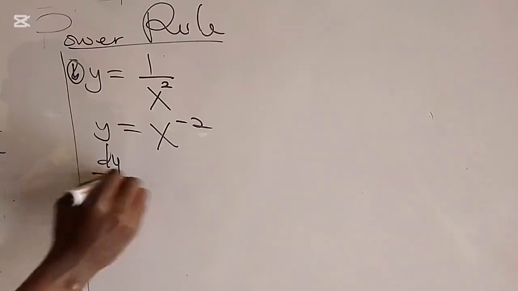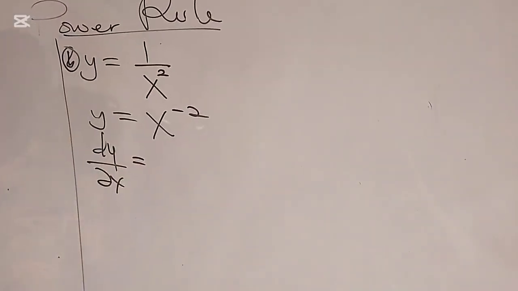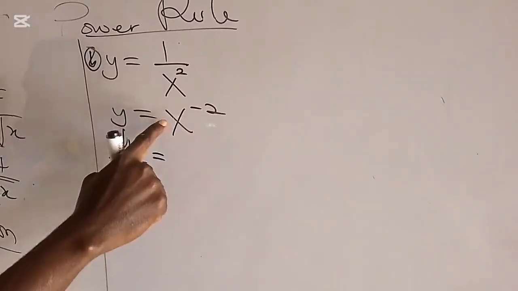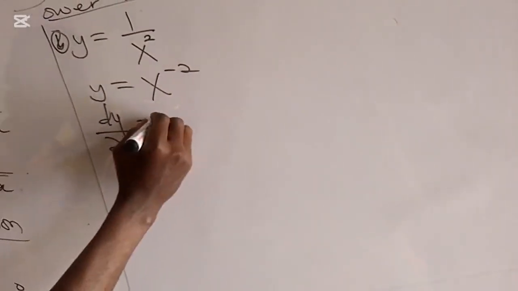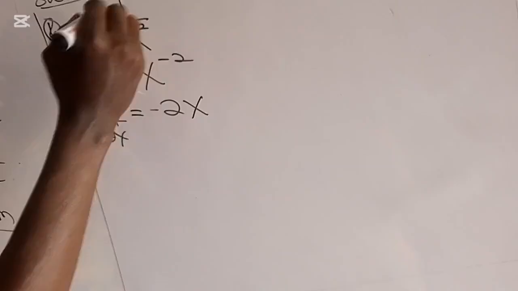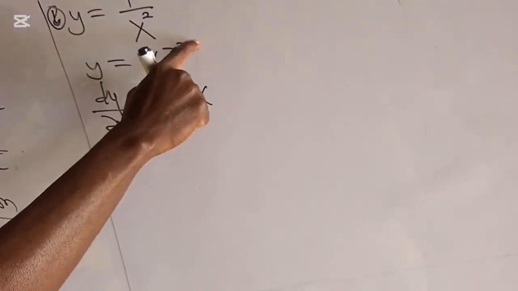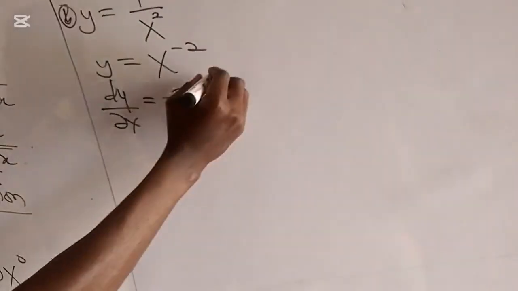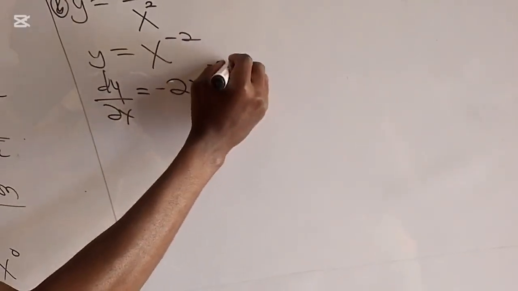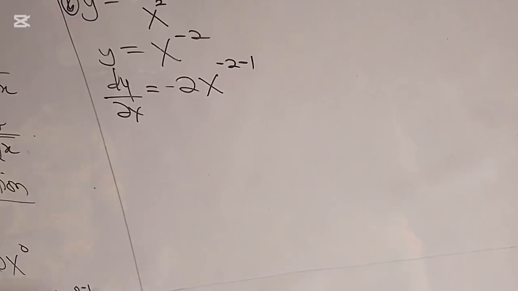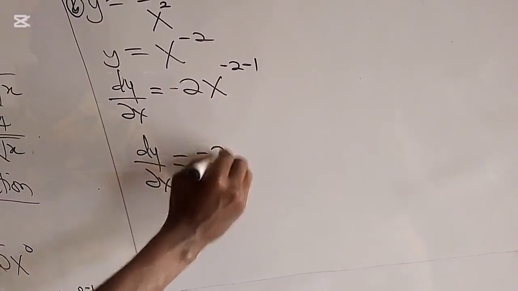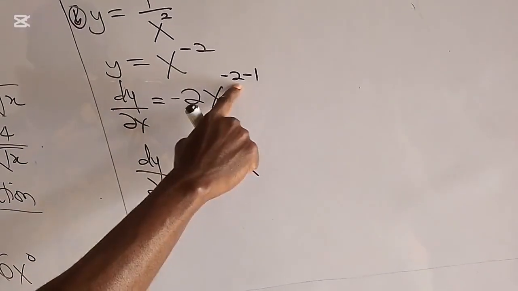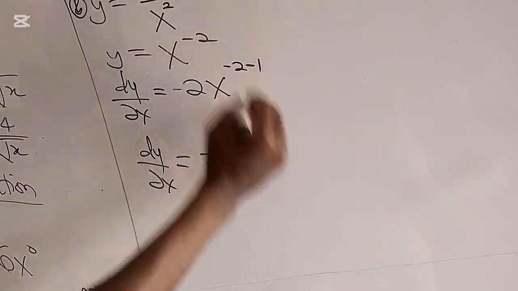So our dy over dx is equal to, we drop the negative 2 to multiply the positive 1 here. When you do that, you will surely get negative 2x. Then we subtract 1 from the 2. So this is negative 2 minus 1. What do we have? Our dy over dx will be equal to negative 2x. Negative 2 minus 1 gives us negative 3.